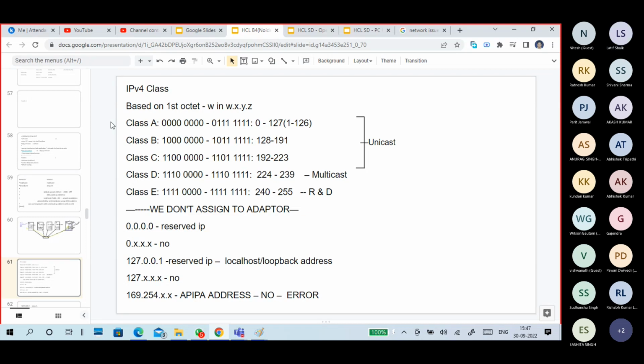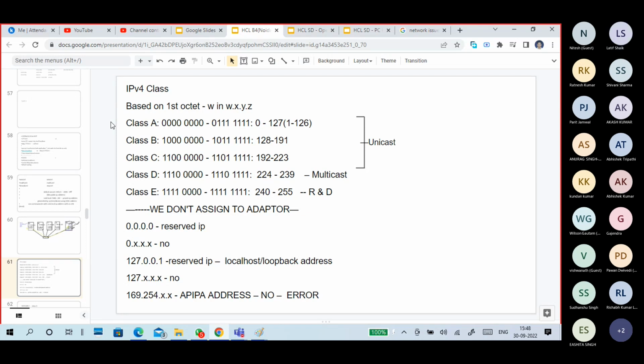Class A is 0 to 127. In certain textbooks it is 1 to 126, but there is a reason why, because 0.0.0.0 is a reserved IP address used for certain services, not for our regular usage. The entire 0 series we should not use. That is also stopped.